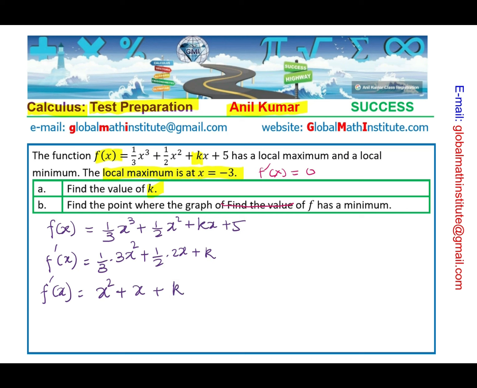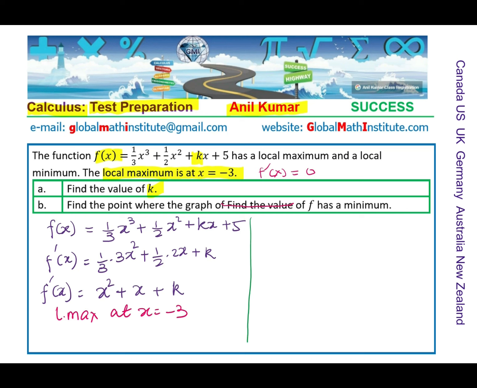Relatively simple derivative. And now we want to find the value of k, and for that we are given a condition that the local maximum is at x equals minus 3. So the condition is that local maximum at x equals minus 3. So it means that the derivative of the function at minus 3 should be equal to 0. That is what it means, right?